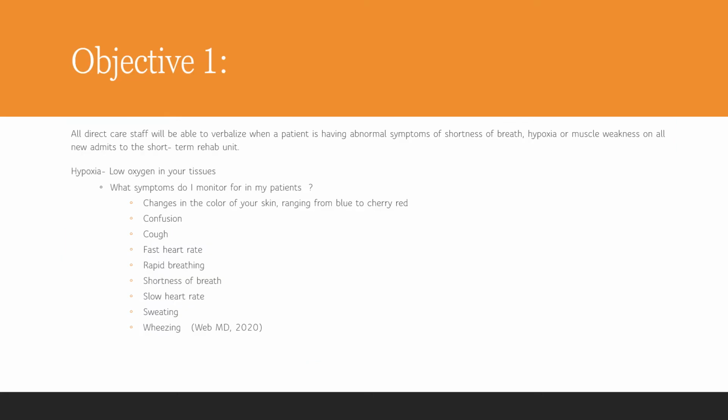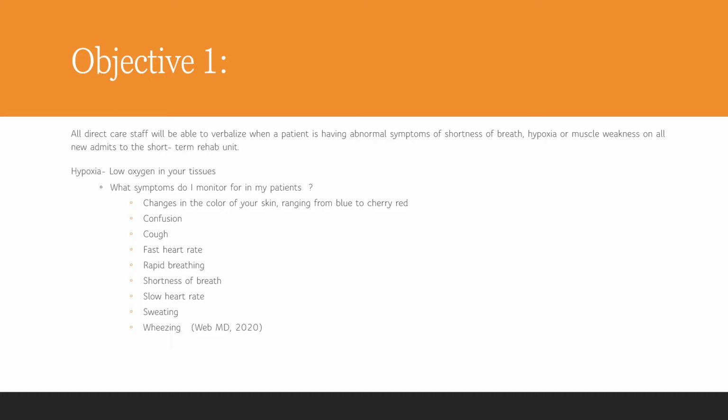So the first objective, all direct care staff will be able to verbalize when a patient's having abnormal symptoms such as shortness of breath, hypoxia, or muscle weakness. So this is pretty big for CNAs. They don't sometimes recognize those changes that they see. They may notice somebody's huffing and puffing, but they don't really understand specifically what to do. So big lesson for CNAs here.